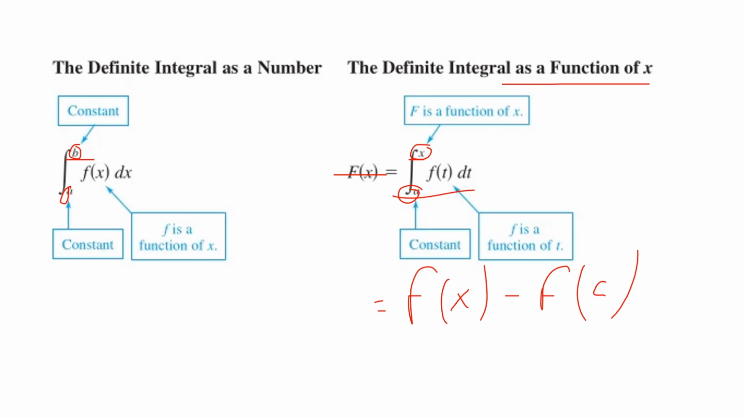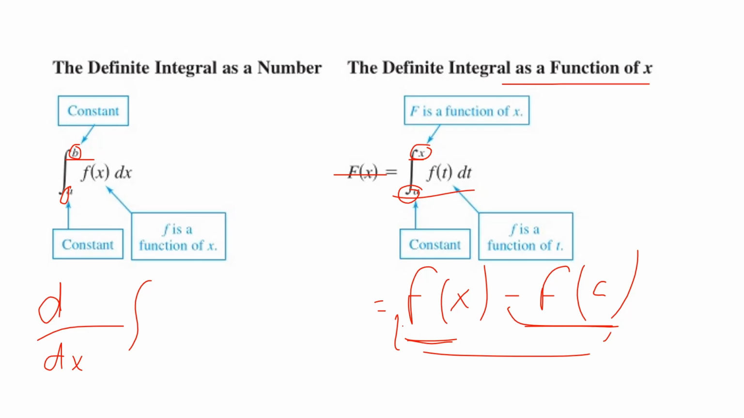This will be a function of x because we'll have F of x, a function of x, plus a constant, which means the whole thing will be a function of x. And now, if we were to differentiate this function here, once again, we'll do d over dx of the integral from a to x of f of t dt.